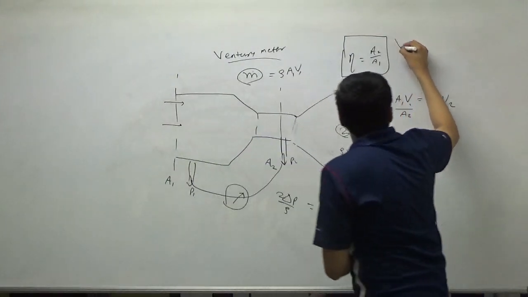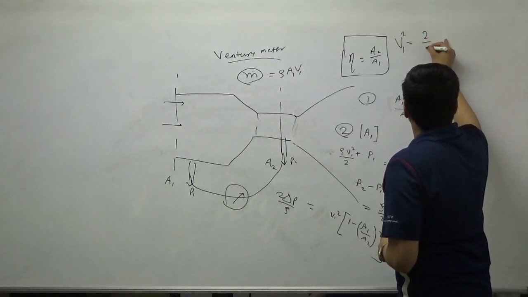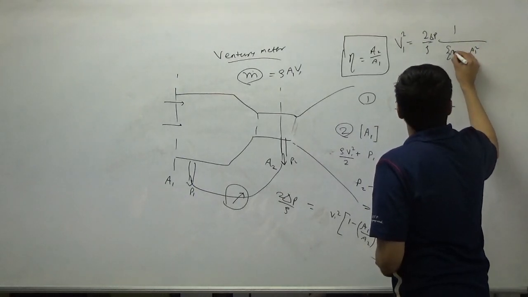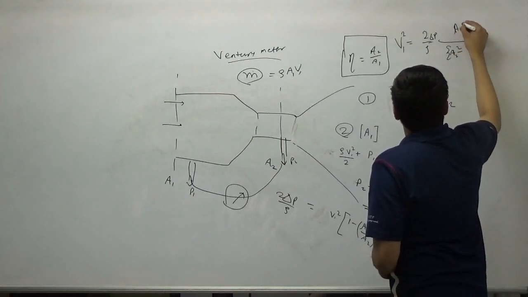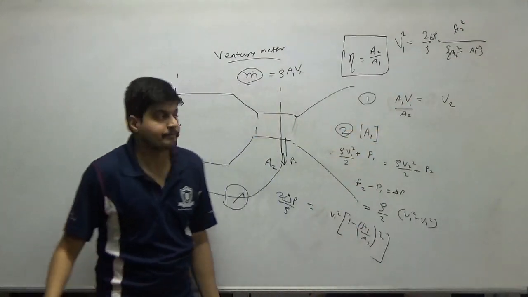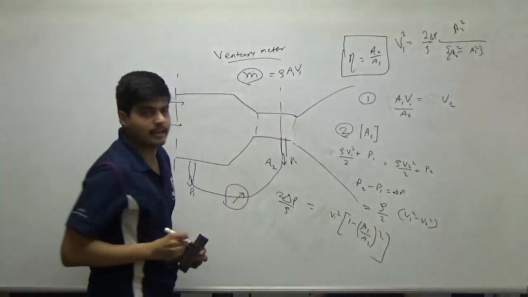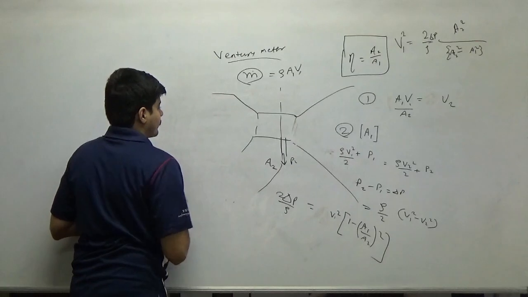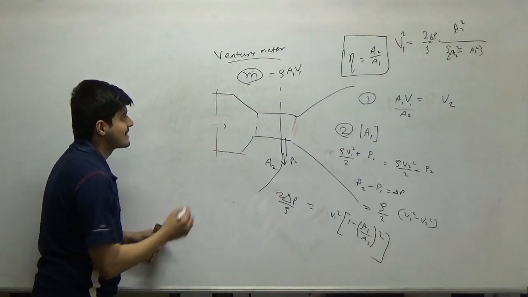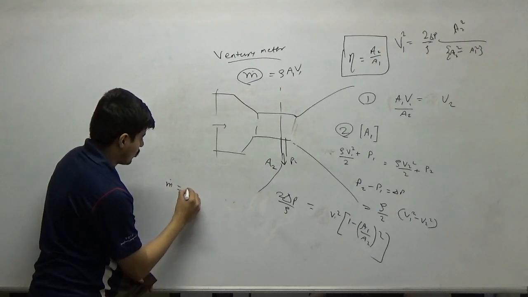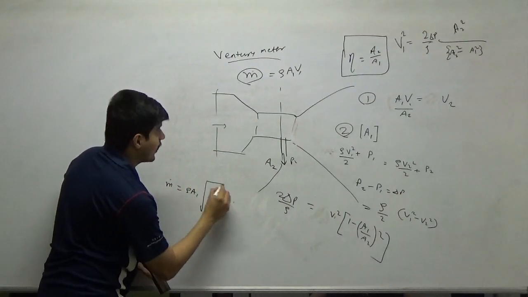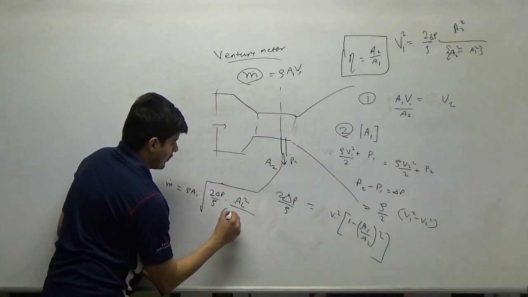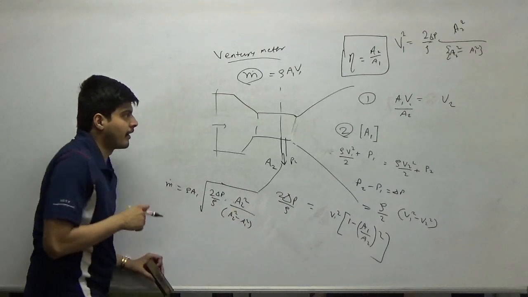So now I can go and take credit here, right? So V1 square is 2 delta P upon rho, 1 upon 1 minus (A1 by A2) square. So I can simplify this like this. So this is my V1. Now I can substitute this V1 in the rho AV equation, right? What will I get? I will simply get m dot equal to rho A1 into square root of 2 delta P by rho, A2 square upon A2 square minus A1 square.